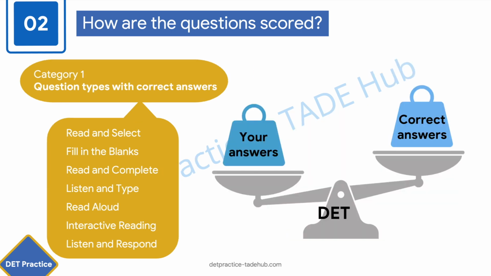In category 1, question types with correct answers, the Duolingo English Test uses a computer algorithm grading to evaluate your answers based on the correct answers. They compare your answers with the correct ones in order to provide you scores.